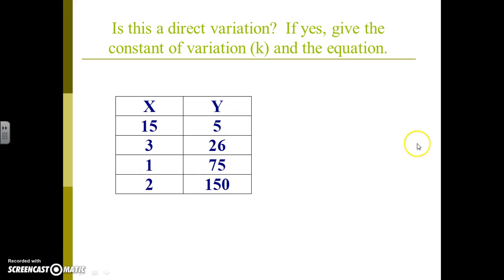So if we take a look at the y values in comparison to the x values here, we see that no, because the k values are different. If you look here, 5 divided by 15 is not the same as 26 divided by 3, which is not the same as 75/1. It's not the same as 150/2. Now, if you looked at these two here, 175 and 150, you would notice that the k value is the same, but that does not match up with the other values in the situation.